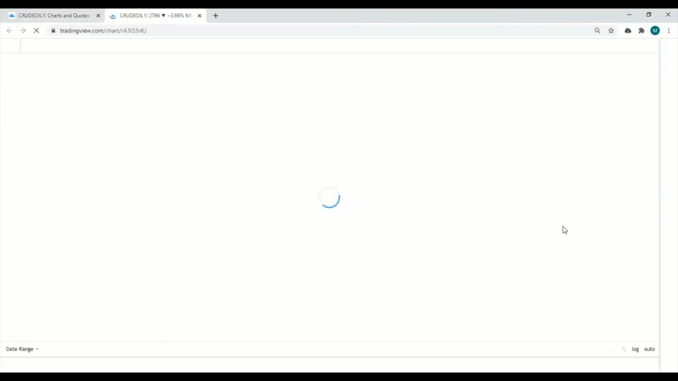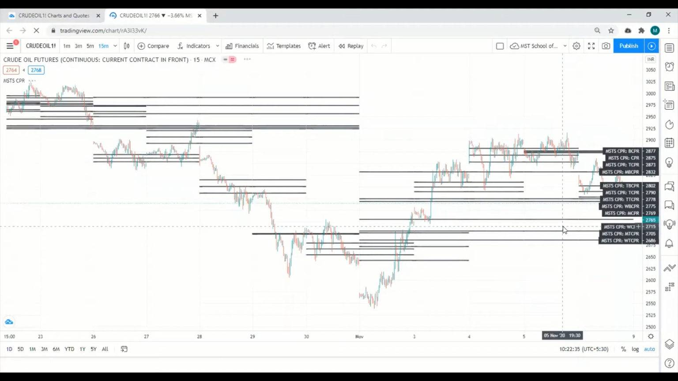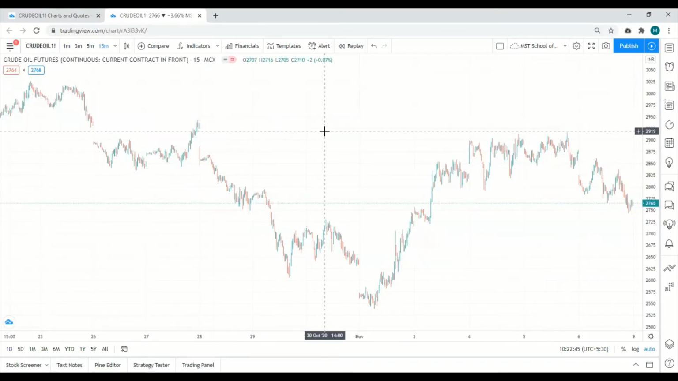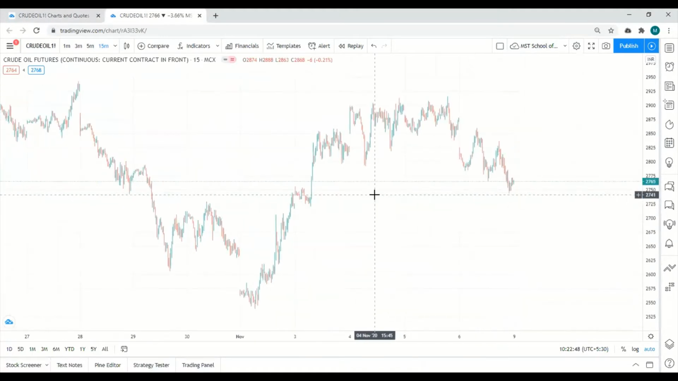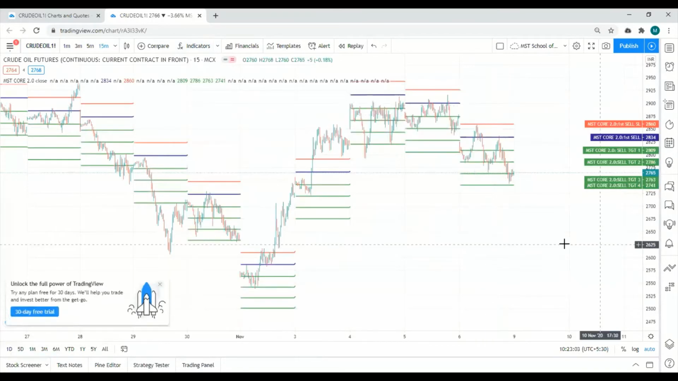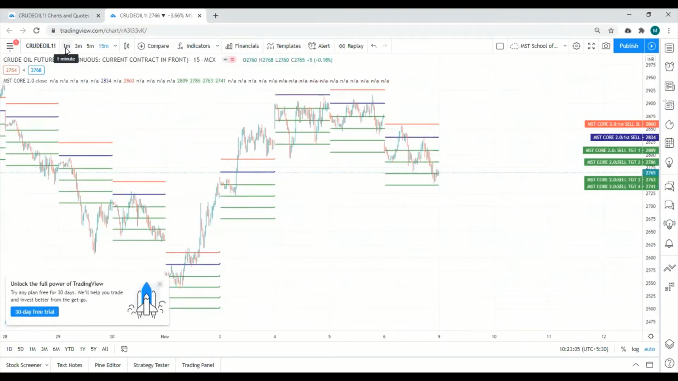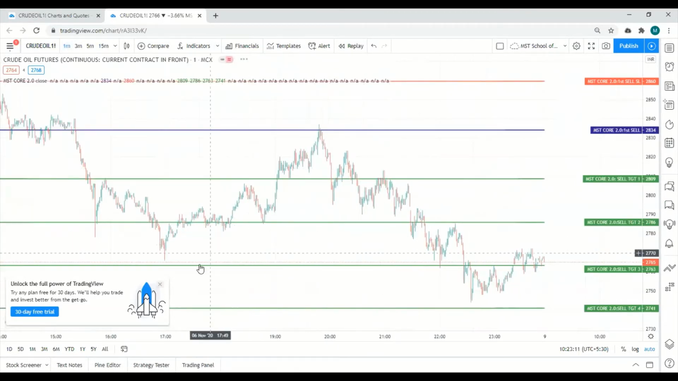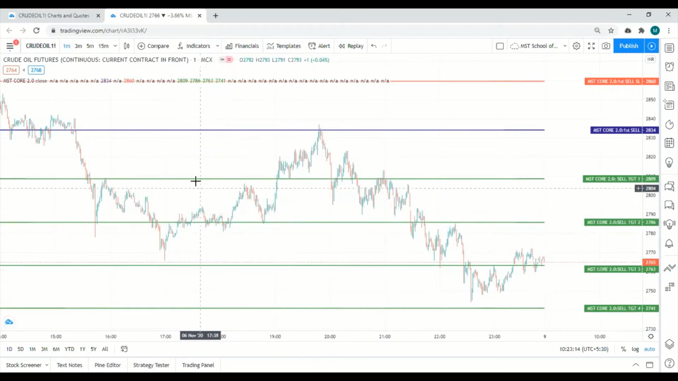I'm going very slowly. I will consume only 15 minutes, and if any of you has doubts, you can call me. I'm removing all the indicators currently on my chart. Now I go to indicators, then favorites, and in favorites I select MST Core 2.0, this one. Since the strategy mostly works on the 1 minute chart, I'm keeping the 1 minute chart. Every day we show the 1 minute chart only.